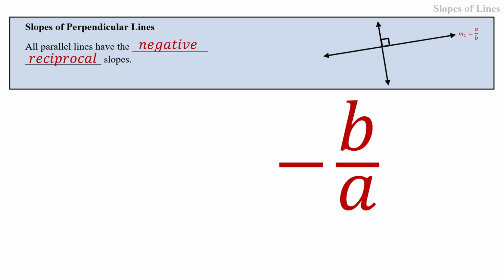So if the slope of the first one is a over b, then the negative reciprocal would be negative b over a. Once again, you're going to flip it from a over b to b over a, and then you're going to change the positive to a negative. And if the first one's negative, then the second one has to be positive. Okay.